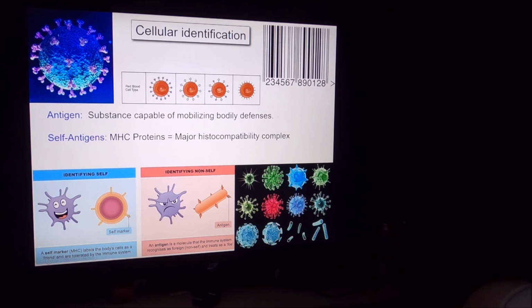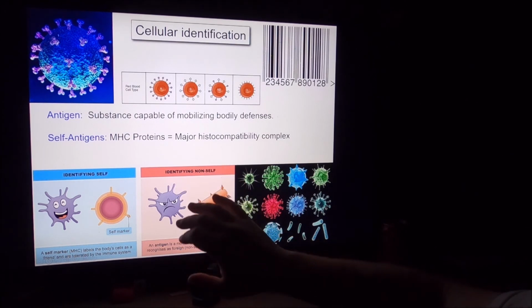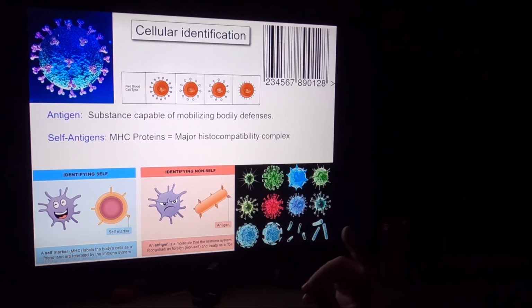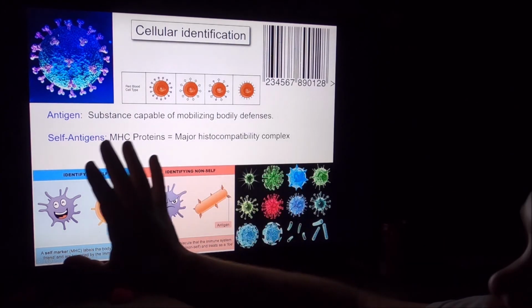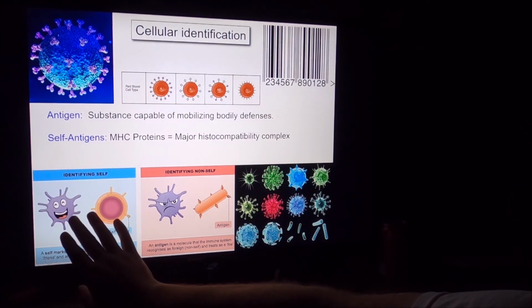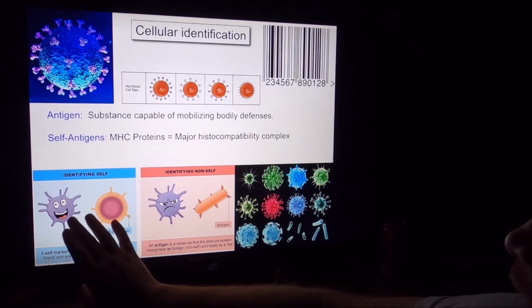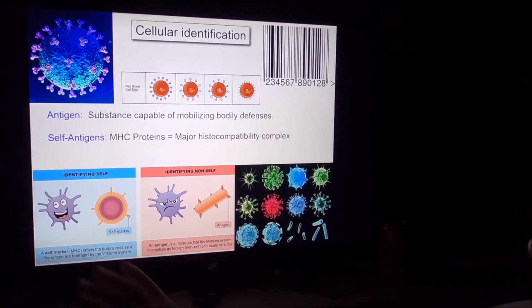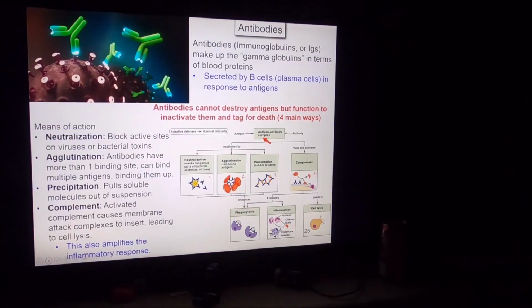This is incredibly important. Your white blood cells have to be able to identify foreign antigens and then attack and destroy them. And equally as important, they have to be able to identify your own MHCs and know not to hurt you. Or else you end up with what we call an autoimmune disease. And that is nothing you want, I assure you.